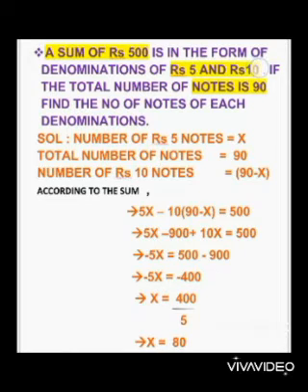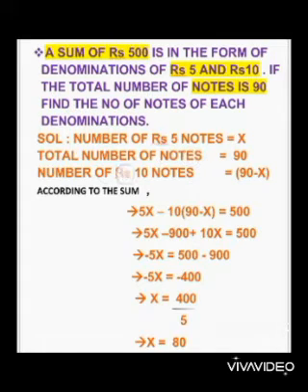But how many 5 rupee notes and how many 10 rupee notes are there? We don't know. Together, the 5 rupee notes and the 10 rupee notes, there are 90 notes. You have to find how many notes there are for each denomination. So first let us consider the number of 5 rupee notes is equal to x. Then the number of 10 rupee notes will become 90 minus x.